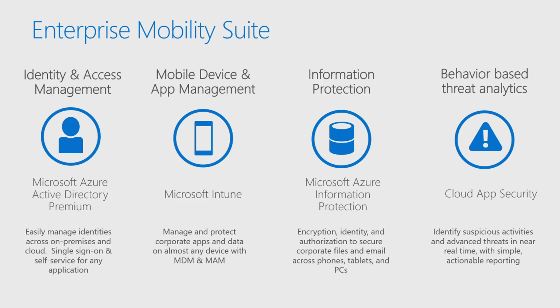There are 4 main offerings in EMS. The first will be Microsoft Azure AD Premium. It allows the admin to easily manage identities across on-premise and cloud. It is also able to integrate with third-party applications such as Concur, Salesforce to achieve single sign-on. Besides single sign-on, there are multiple other features that come with Azure AD. For example, multi-factor authentication and self-service password reset.